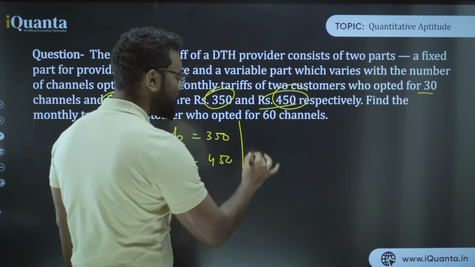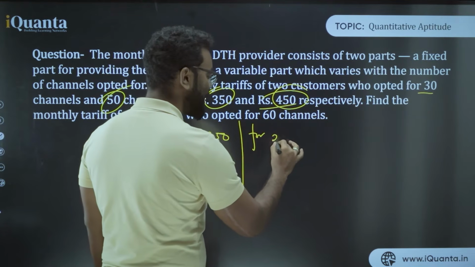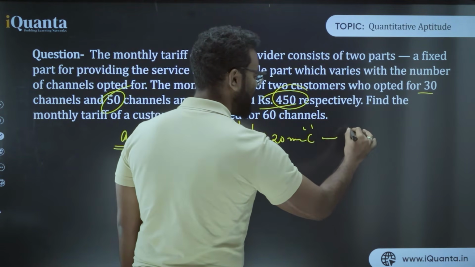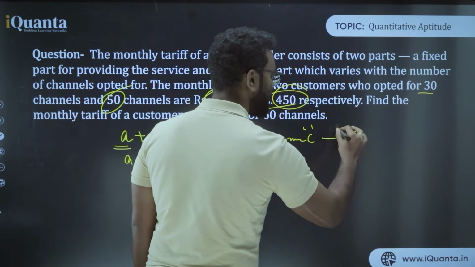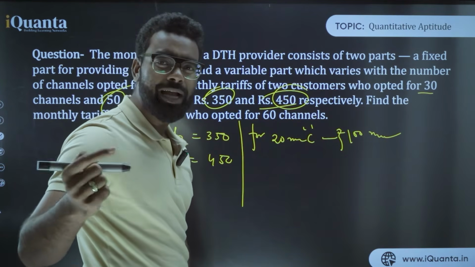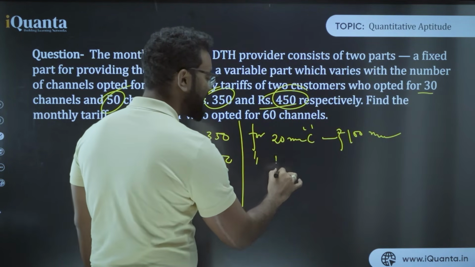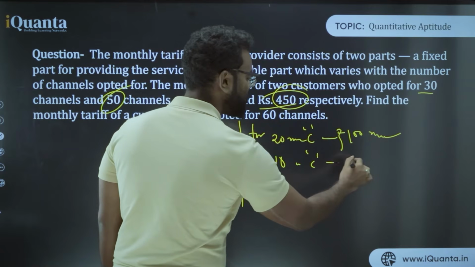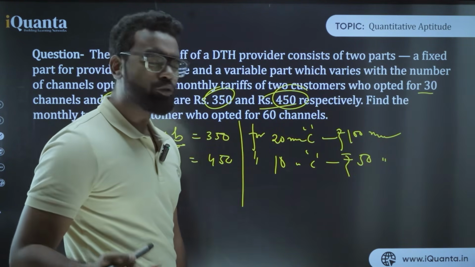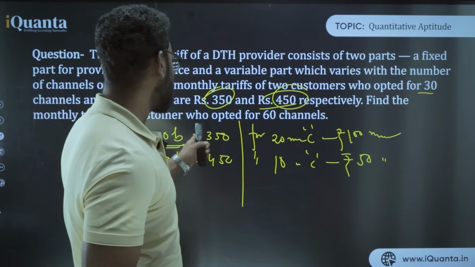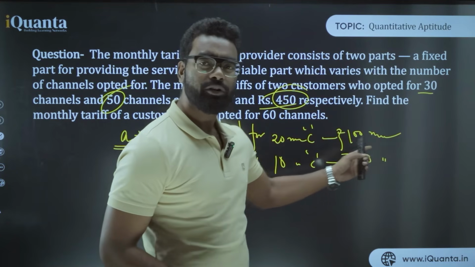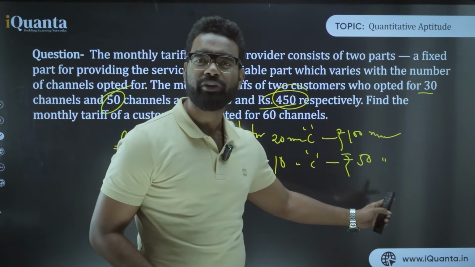So I can write, for 20 more channels, I have to pay 100 rupees more. Yes or no? Can I write this? For 20 more channels, I have to pay 100 rupees more. So for 10 more channels, I have to pay 50 rupees more. Yes or no? For 20 more channels, I have to pay how much? 100 rupees more. Because what is the difference? 100. So for 20 more channels, I have to pay 100 more. For 10 more channels, I have to pay 50 more.